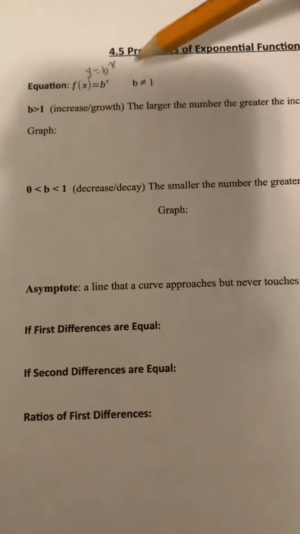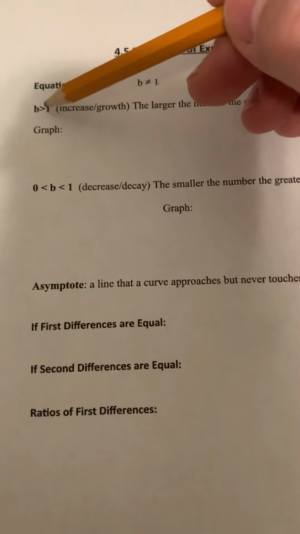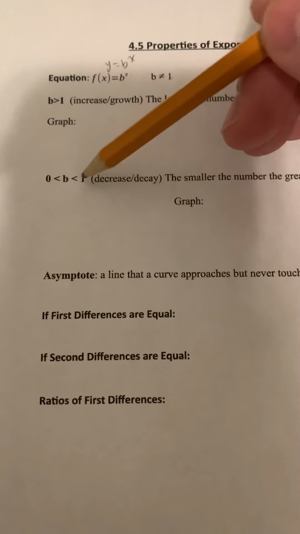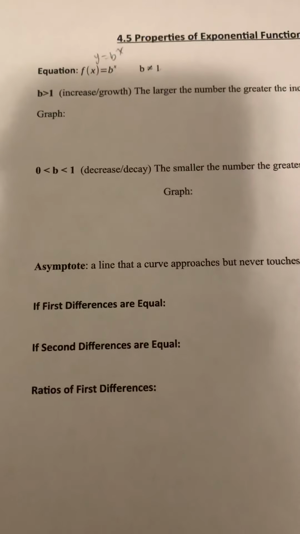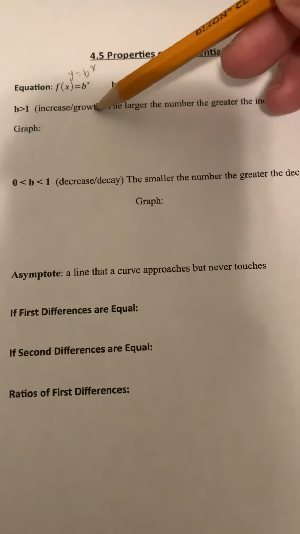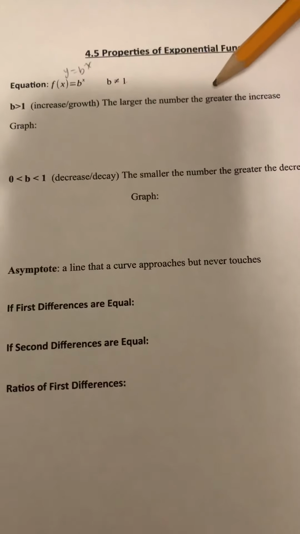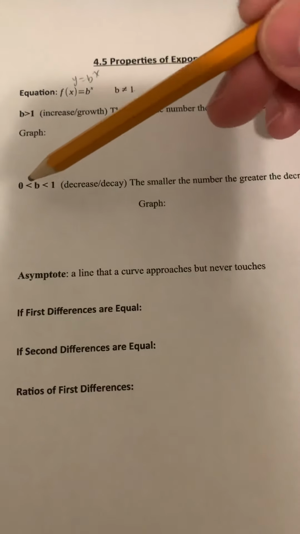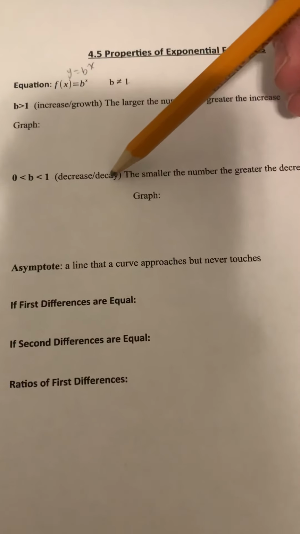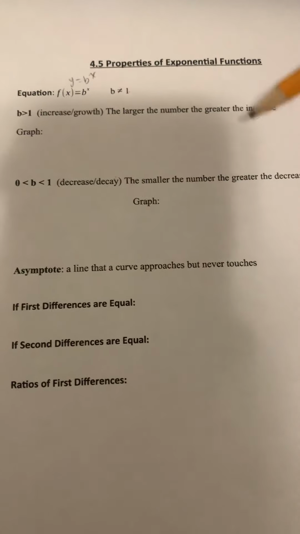So there's two types of equations that we can get. When b is greater than 1, we get one type of graph. And when b is in between 0 and 1, we get a different looking graph. If it's greater than 1, we call this an increasing graph or a growth graph, and the larger the number, the greater the increase. When we go from 0 to 1, we get a decreasing graph, or we call it decay. So we have growth and decay, and the smaller the number, the greater the decrease.